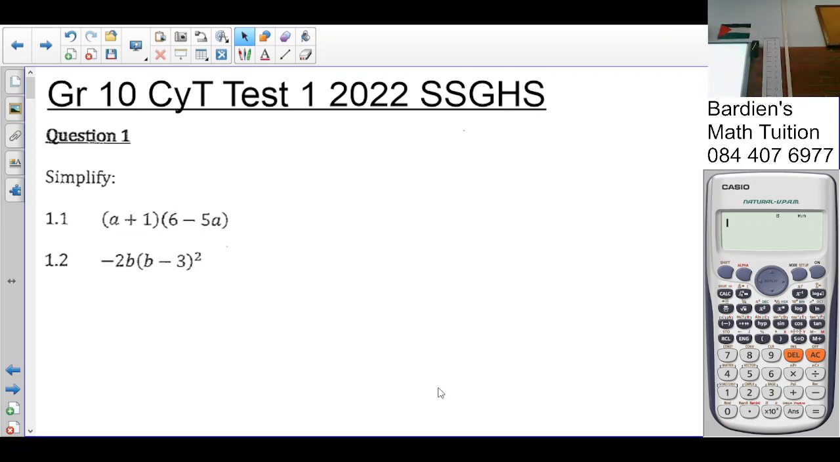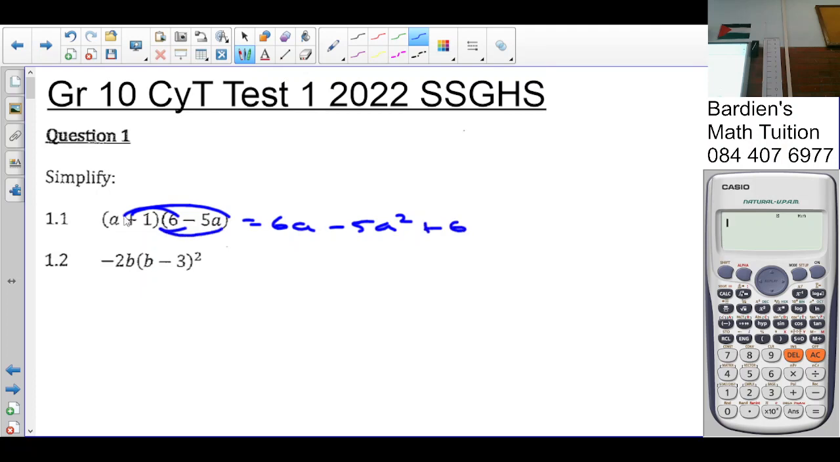People, question 1.1. The question says simplify. So we must get rid of the brackets. We must multiply. 8 times 6 is 6a. 8 times negative 5 is negative 5a squared. 1 times 6 is positive 6. 1 times negative 5 is negative 5a. Of course, you must add like terms. So negative 5a squared, 6a minus 5a is positive a, plus 6. Did I teach you that? Yes.